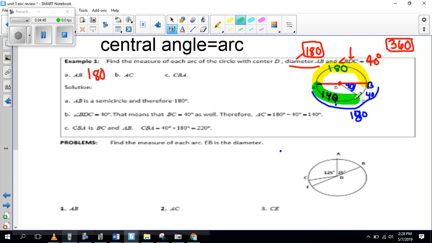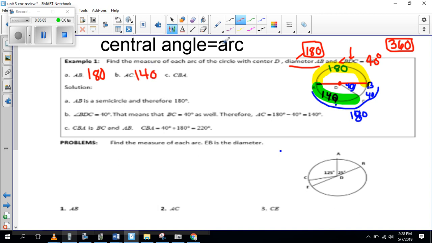And guys, remember, if it gives you 2 letters, most times it's either going to be a minor arc, meaning it's less than 180, or it's going to be a semicircle. Either or. And a semicircle is just half of the circle, which is 180. So AC, we have it done, is 140.